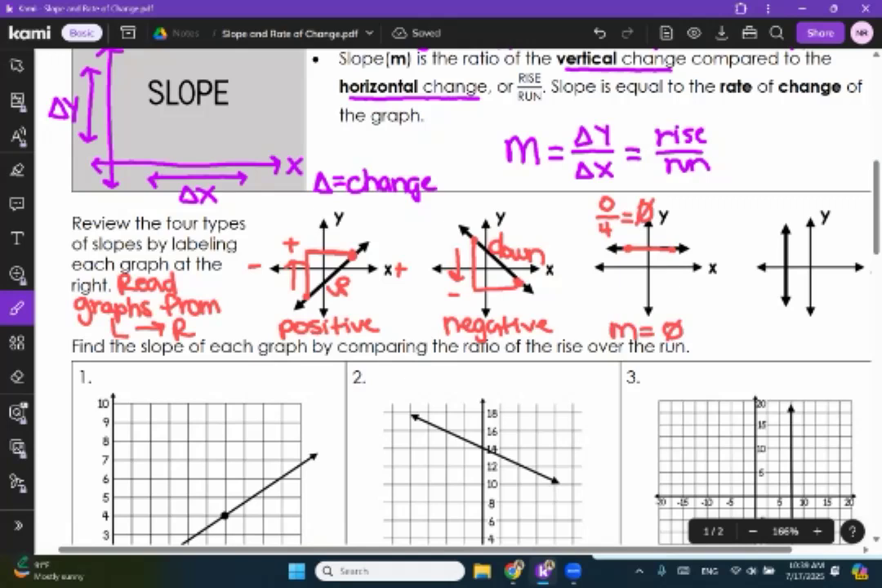Another way to remember that horizontal lines have a 0 slope is that you can actually form the letter Z with a horizontal line. Z for 0, right?